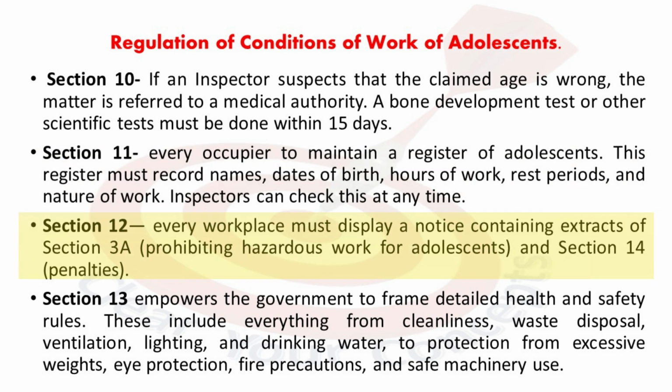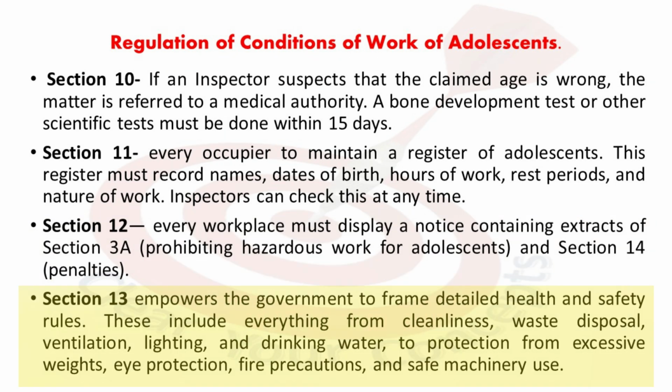Section 12 adds further transparency. Every workplace must display a notice containing extracts of Section 3A, prohibiting hazardous work for adolescents, and Section 14, penalties. This notice must be in English and the local language, so that even workers and their families know the rules.